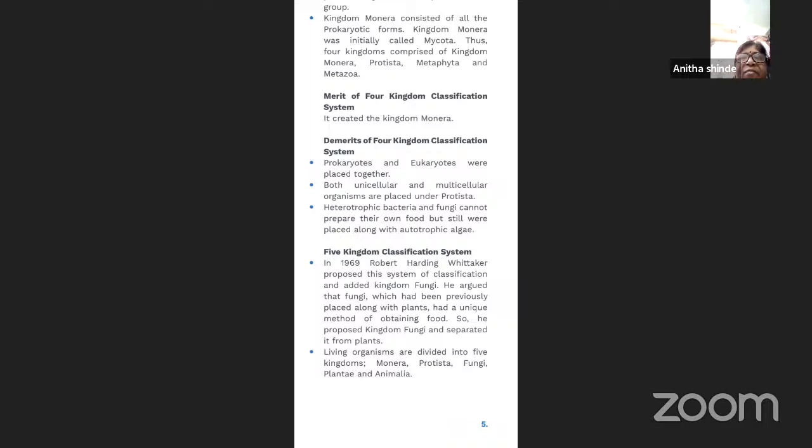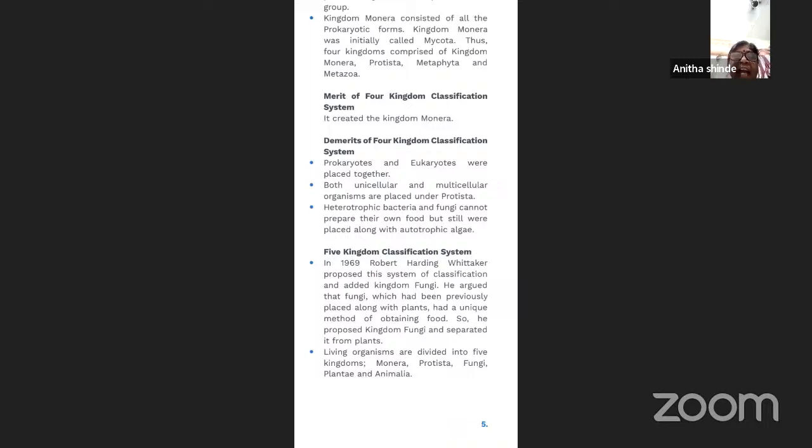So now again here, in the five kingdom system, Metaphyta and Metazoa have gone. Now the original Plantae as well as Animalia have come back. So in the four kingdom system, what did they do? They included all the prokaryotic forms, but that was not accepted. Why? Because prokaryotes and eukaryotes were put together, unicellular and multicellular were put together, heterotrophic and autotrophic were put together. So that is why they disregarded it.